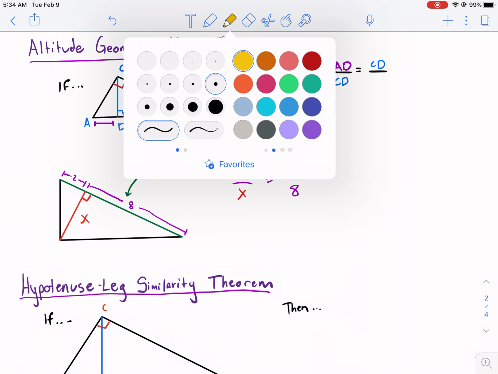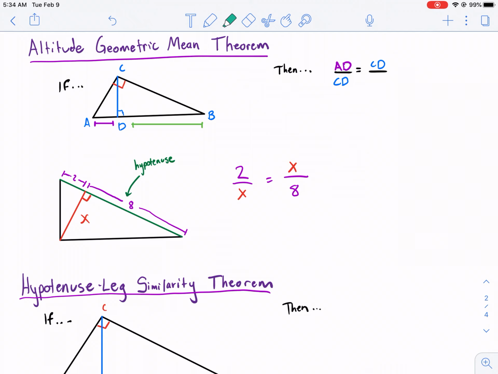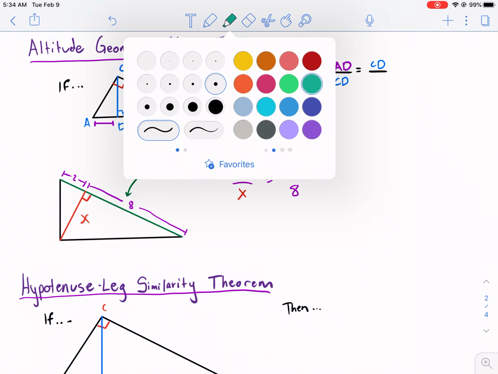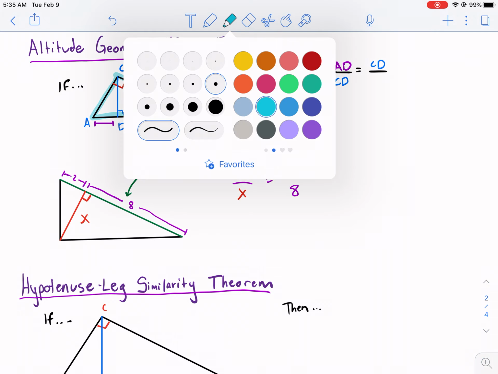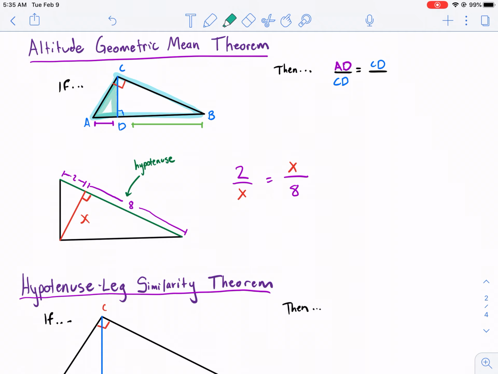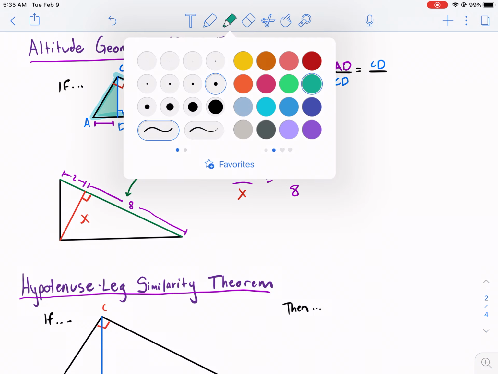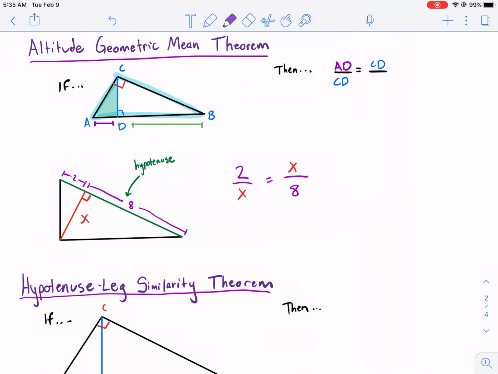Now, in order to understand this, we have to first label our triangles here. We have our big triangle, which is ABC. We have a small triangle here, ADC. And then we have a medium triangle here that we're going to call ADB.